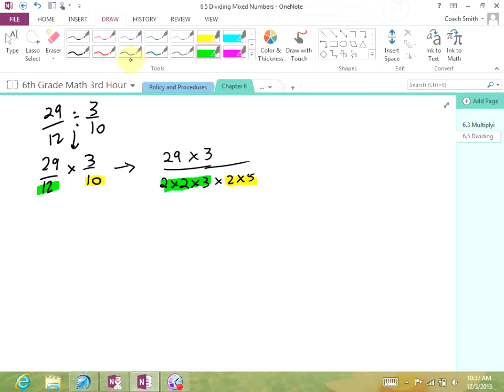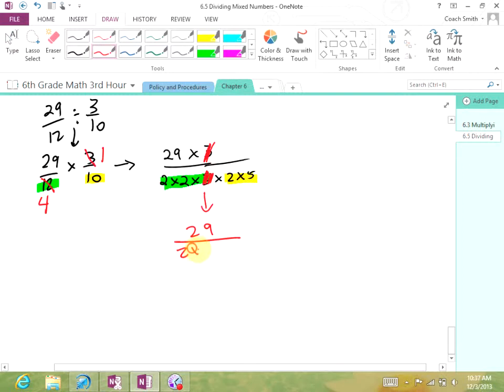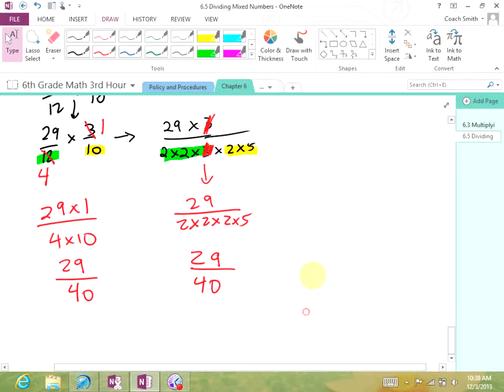Okay? The only thing that can cancel out is the 3. Same thing over here. 3 goes into 3 once. 3 goes into 12 4 times. So now you have multiply straight across. You have 29 on top and 2 times 2 times 2 times 5 on bottom, which is the same thing as over here, 29 times 1 on top and 4 times 10 on bottom. And that gives me 29 over 40. Okay?